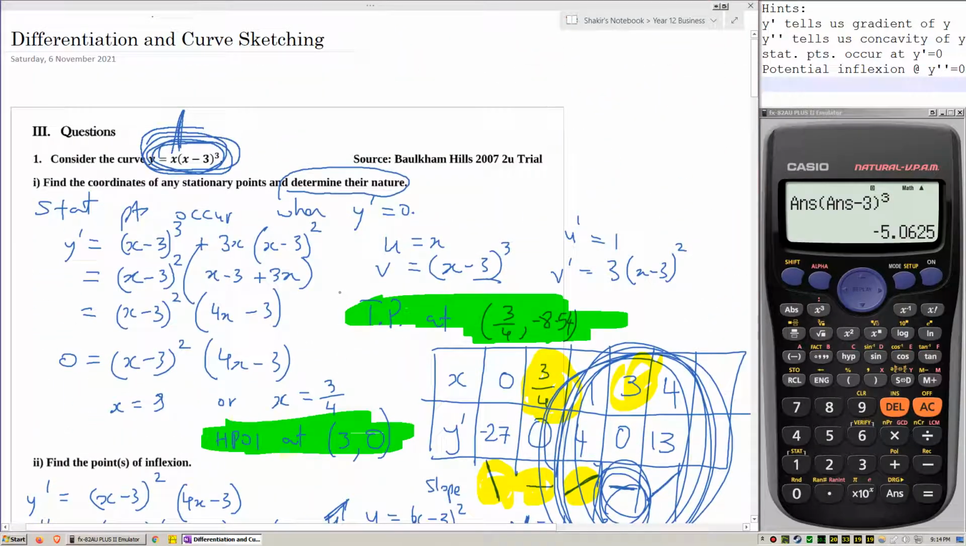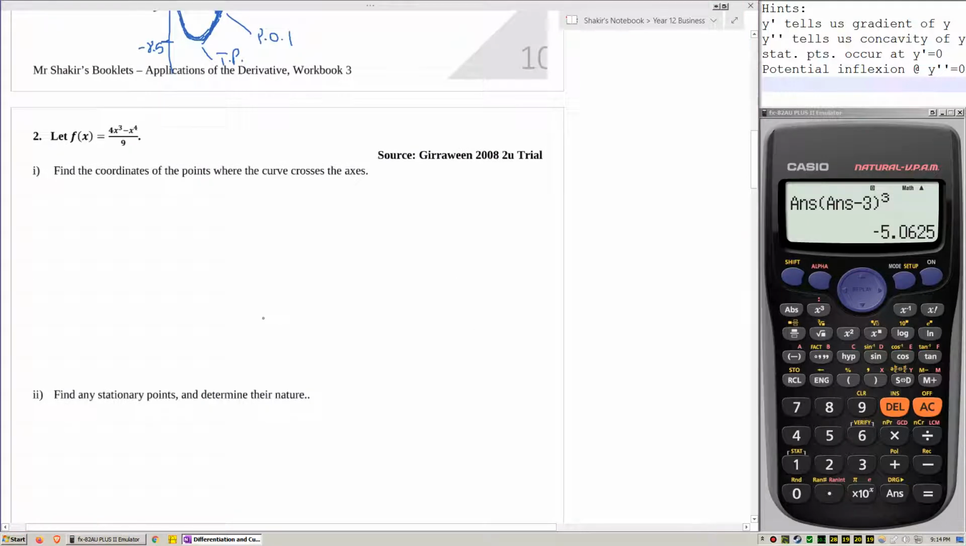And that was a particularly tough one, if only because differentiating it was a bit of a pain, with product rule, chain rule, that stuff. Let's look at this question. You have 4 over 9 x cubed minus 1 over 9 x to the 4. Find the coordinates of the points where the curve crosses the axes. Where does the curve cross the axes? Well, for starters, where is the x-intercept?